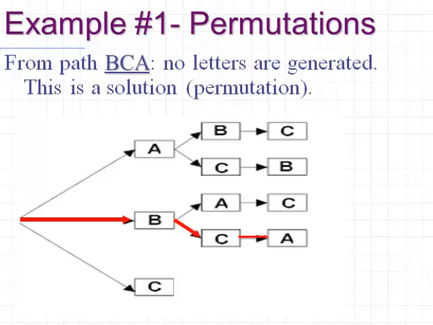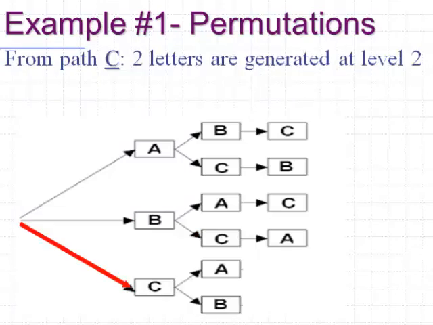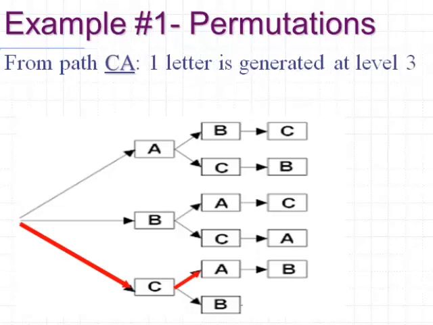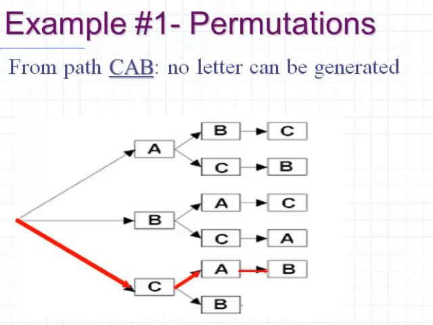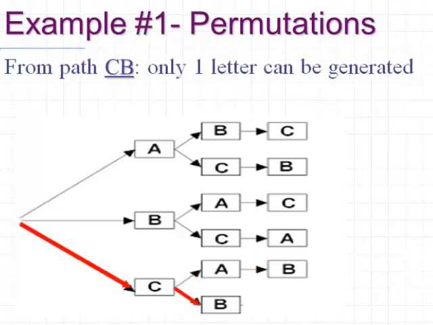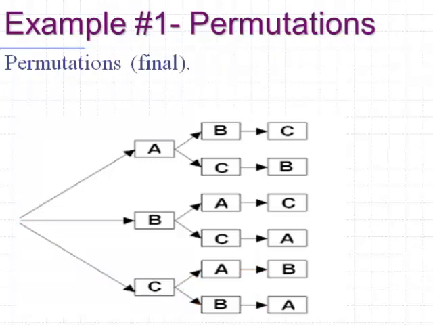Next, the last letter of the first level. From here, only A and B are possible. From CA, only B, and we have another solution. From CB, only A, and after A is selected, no more branches can be selected and all the permutations have been generated. We had to go through all the branches and select all the leaves.